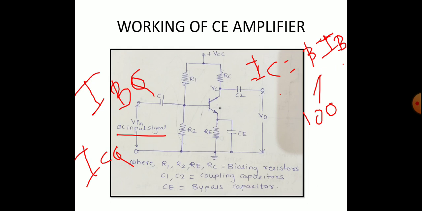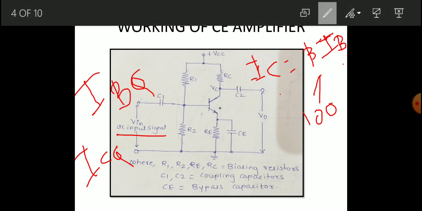When IC decreases, ICRC also decreases, which increases VC. Thus ICRC and VC are in opposite phase. So they are in opposite phase and we get 180-degree phase shift at the output. This collector voltage is coupled to the load through the coupling capacitor C2. Capacitor C2 blocks the DC component and passes only the AC signal to load.